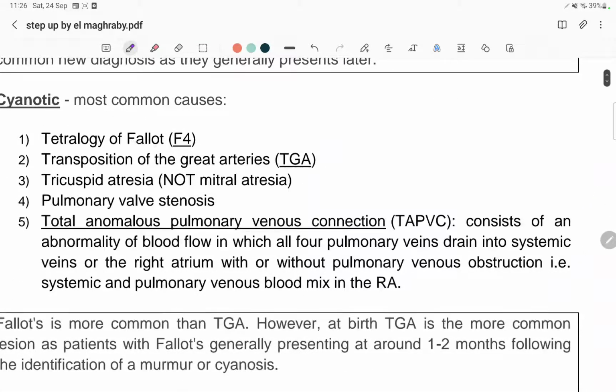Cyanotic is the tetralogy of Fallot, transposition of great arteries, tricuspid atresia, mitral atresia, pulmonary valve stenosis. Total anomalous pulmonary venous connection consists of abnormal blood flow in which all four pulmonary veins drain into systemic veins or the right atrium with or without pulmonary venous obstruction, that is systemic and pulmonary venous blood mix in the RA.